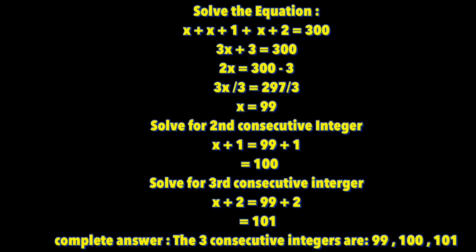So the first consecutive integer is 99. Next, solve for the second consecutive integer. x plus 1 equals 99 plus 1 equals 100. So 100 is the second consecutive integer. The next, solve for the third consecutive integer. x plus 2 equals 99 plus 2 equals 101. Now the complete answer, the 3 consecutive integers are 99, 100, and 101.